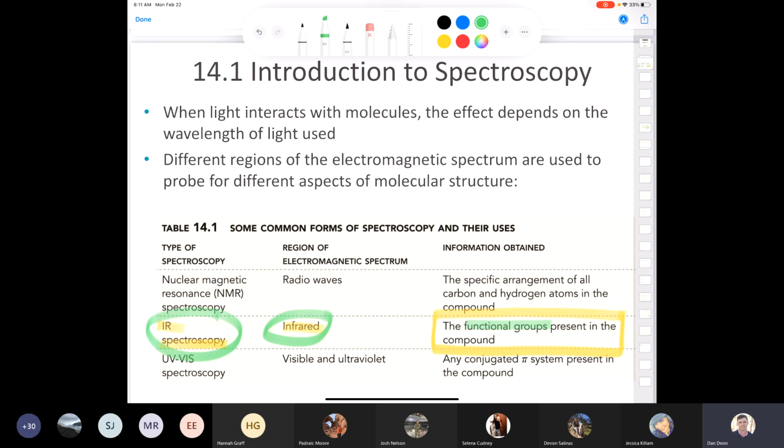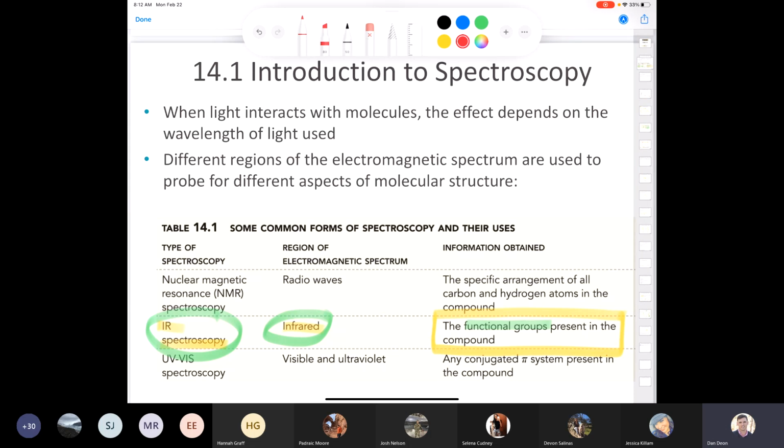Now, obviously, if you have an unknown molecule and you run an infrared spectrum and you determine that it has a specific functional group, let's say you run an infrared spectrum, you say, okay, it's an amine. I know it's some kind of amine. Well, that doesn't tell you the entire structure of the compound now, does it? No, it just gives you a clue. And so we would use different regions of the electromagnetic spectrum in order to help us to probe different aspects of the molecular structure.